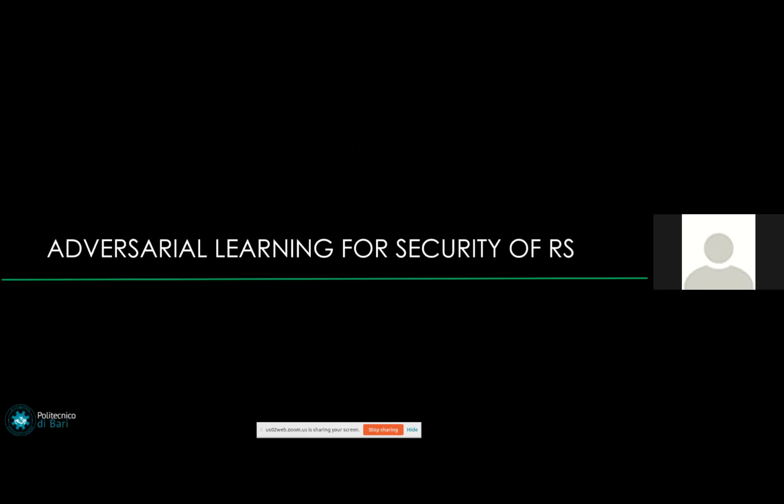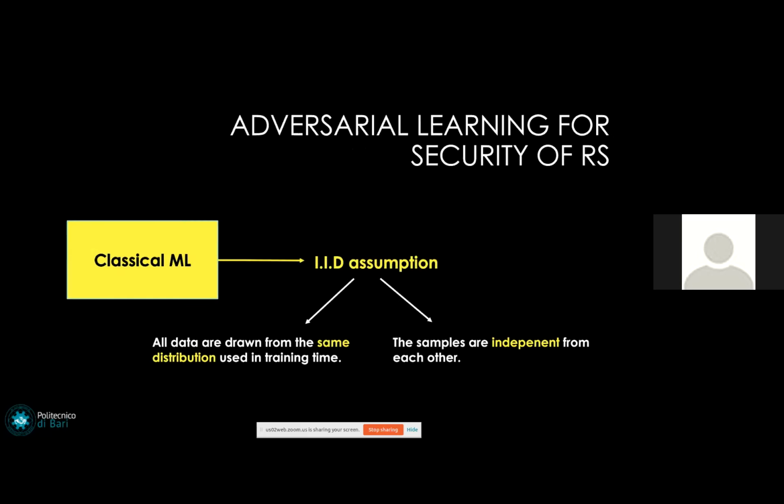Okay, so we come to the main part of this part of the tutorial, which is adversarial machine learning for security of recommender systems. As mentioned in the first part, one of the major areas where adversarial machine learning is used is machine learning security. The core idea is that machine learning is effective for IID data, which means all the data are drawn from the same distribution in the training time. These samples are independent from each other.